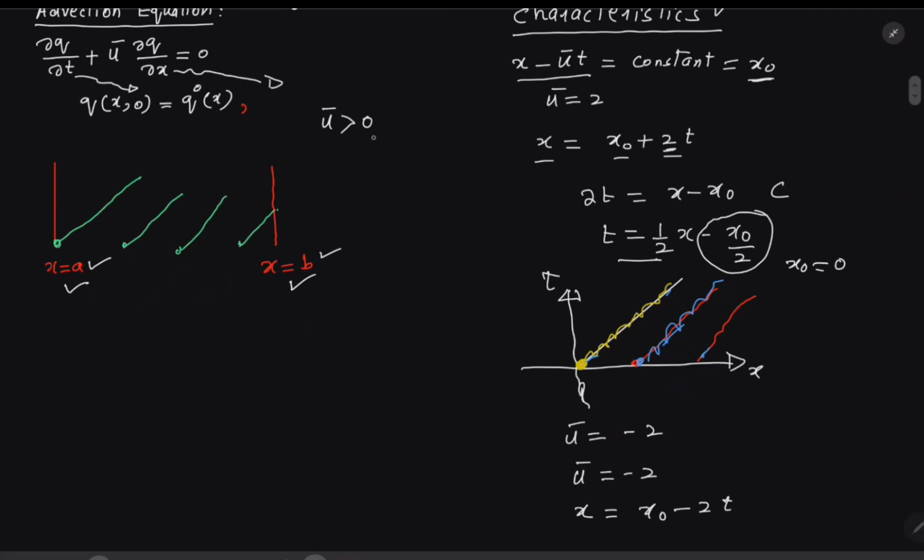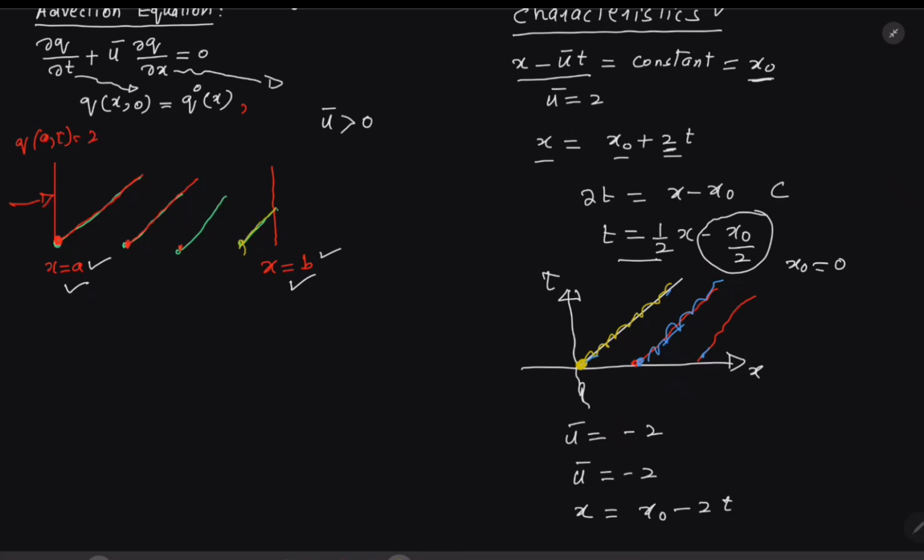When U bar is greater than 0, if you give information at x is equal to a, for example, you give Q at a, t is equal to 2, then it means that this 2 will travel on this characteristic. If we have another value, this will travel this way, and so on. When you reach the right boundary, we don't need any boundary condition.